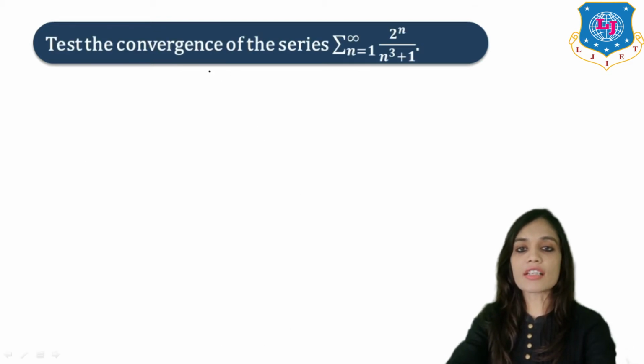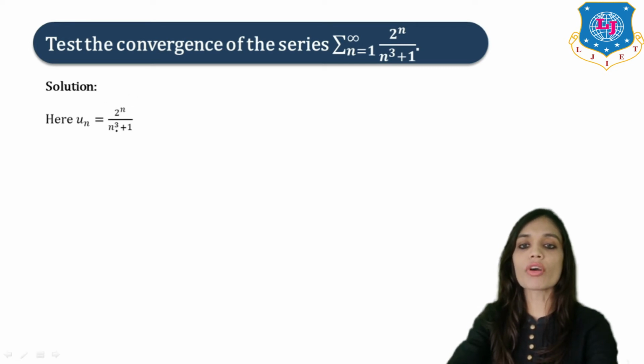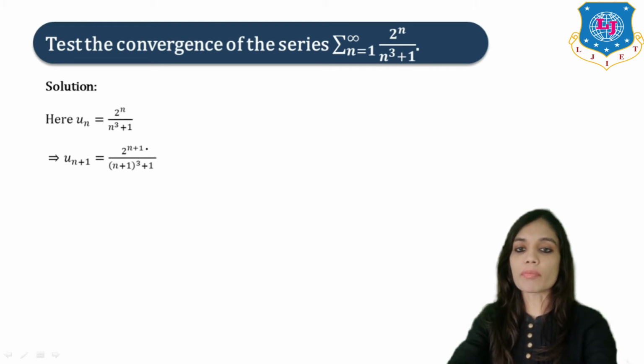Okay. Next, let us solve one more example. Here we have to test the convergence of the series summation n equal to 1 to infinity 2 raised to n upon n cube plus 1. So here your un is 2 raised to n upon n cube plus 1. So finally un plus 1 will be equal to 2 raised to n plus 1 upon n plus 1 whole cube plus 1. Right? We have replaced n by n plus 1.